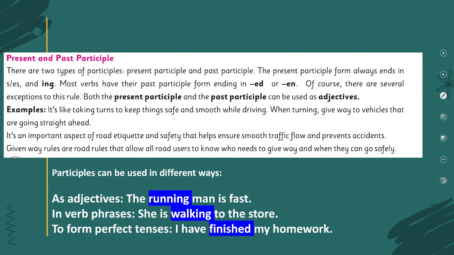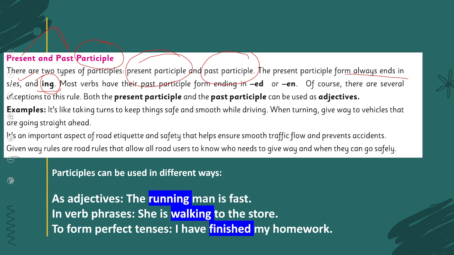Now, let's talk about another similar looking thing but acting differently. We have participles, and we have them in the form of present and also in the past. Now, there are two types of participles. We call them present participle and past participle. The present participle form always ends in s or es and ing. So this is how we can recognize a present participle. It is ending with s or es, and it can also end in the letter group ing.